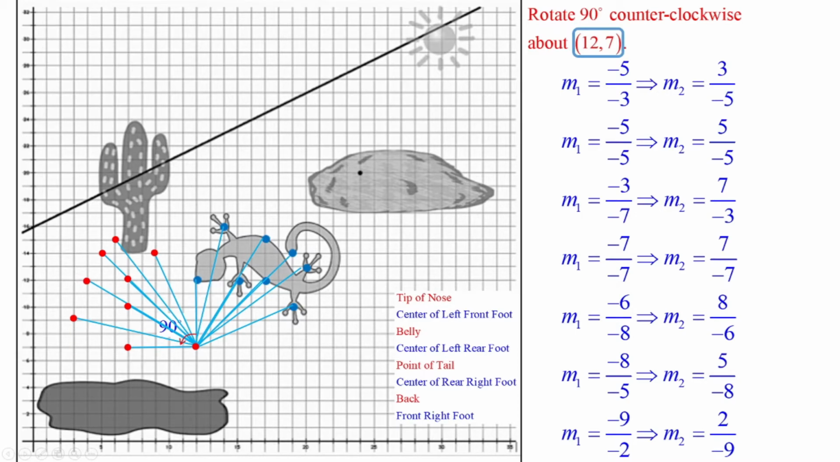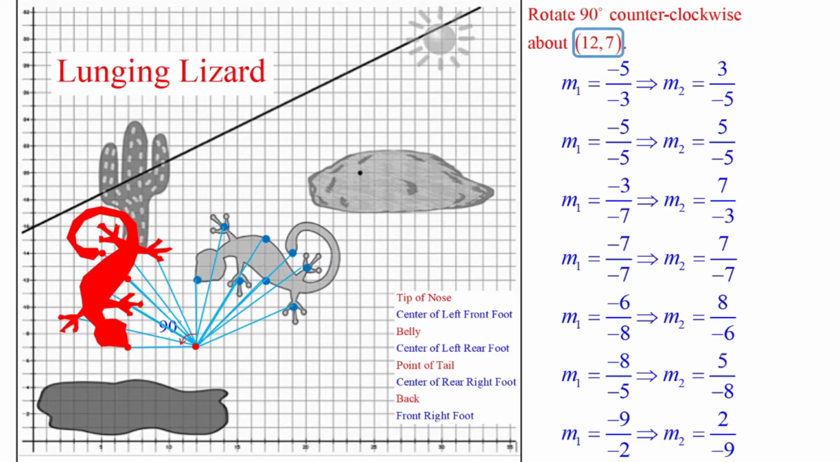So if I put those anchor points into the computer, it's going to take those anchor points for the tip of the nose, the center of the left foot, belly, center of the right foot, point of tail, center of rear right foot, the back, and the front right foot. Wow, that's a mouthful. And it's going to give me the perfect lizard. And that lizard is diving right into that pond right there. And we like to call this the lunging lizard.